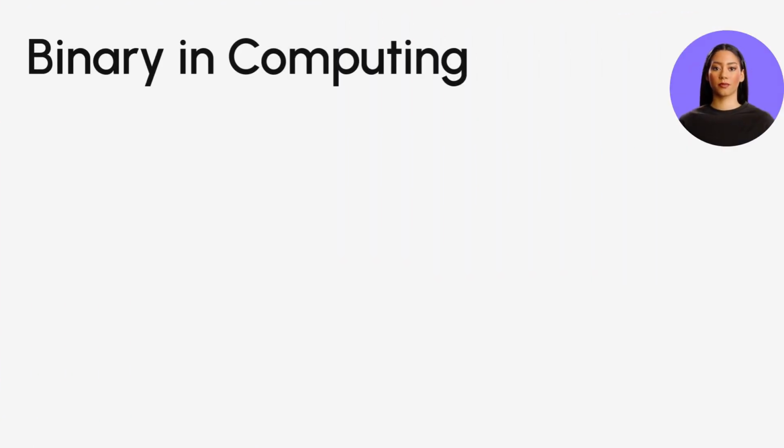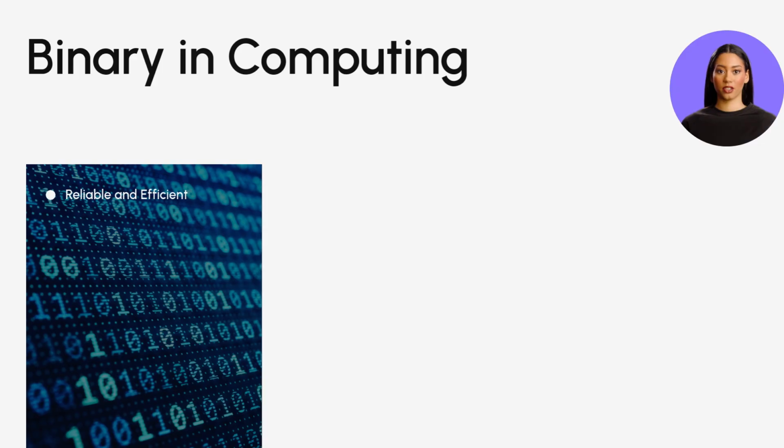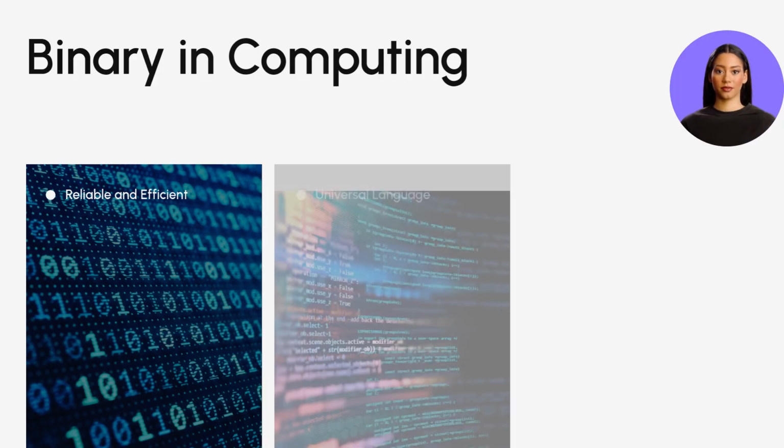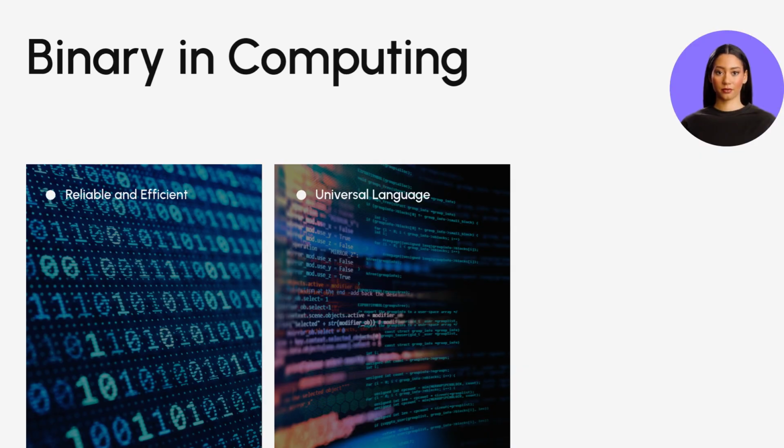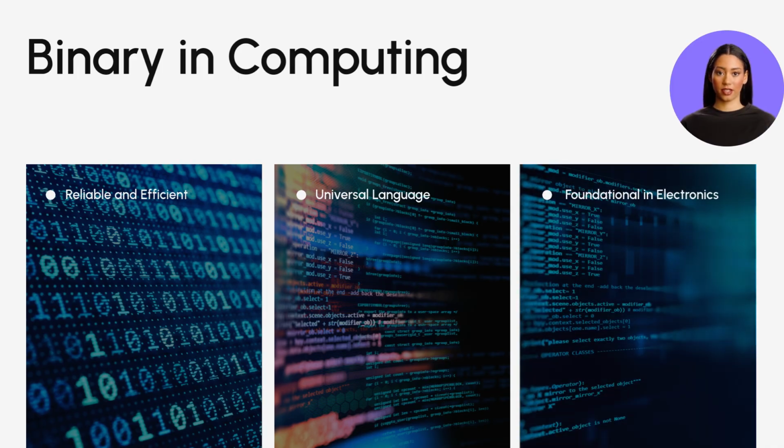Binary is used in computers for its reliability, efficiency, and universality. It operates with only 2 states, on and off, easily detected electronically. Binary allows for simple circuits and fast processing. All data types can be reduced to binary, making it a universal language for computing. This universality is why binary is foundational in digital electronics.